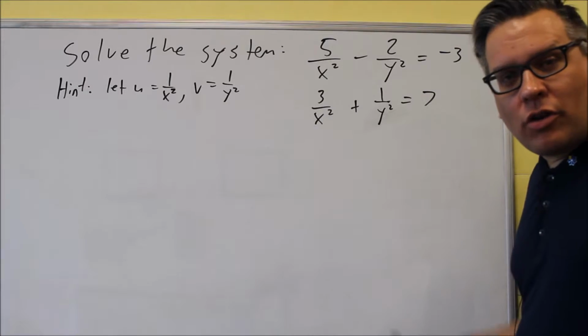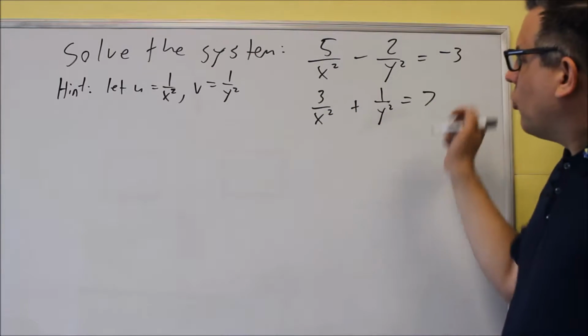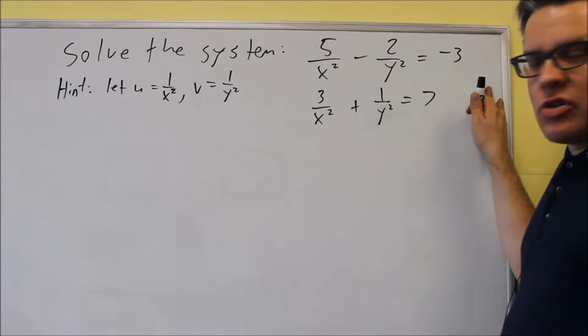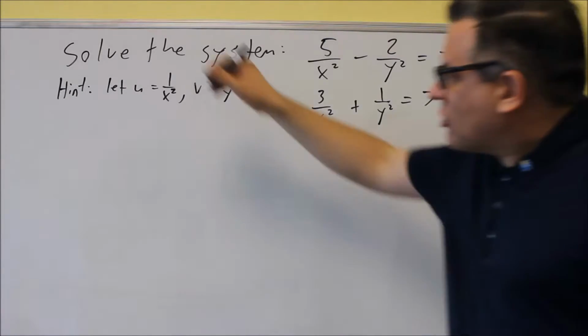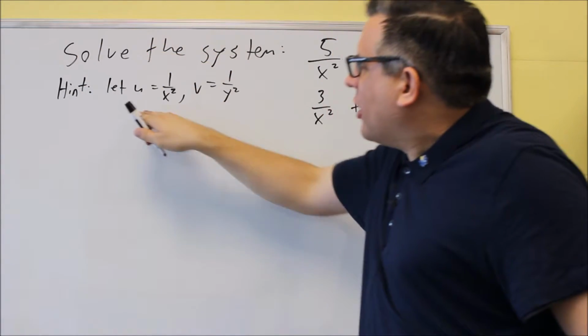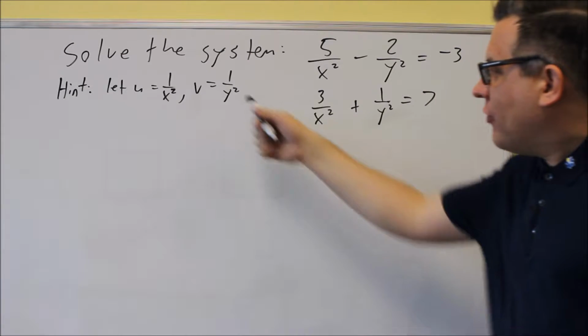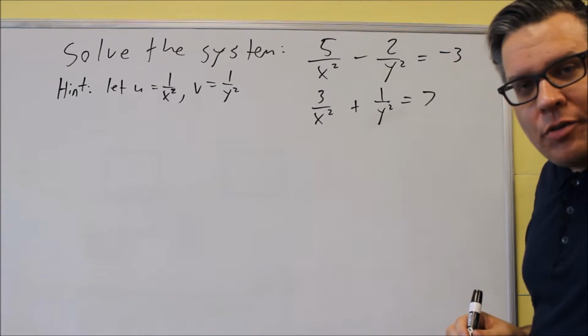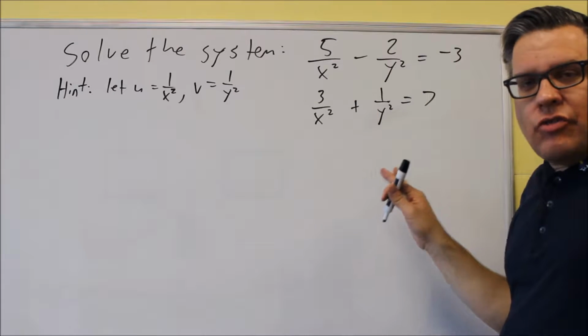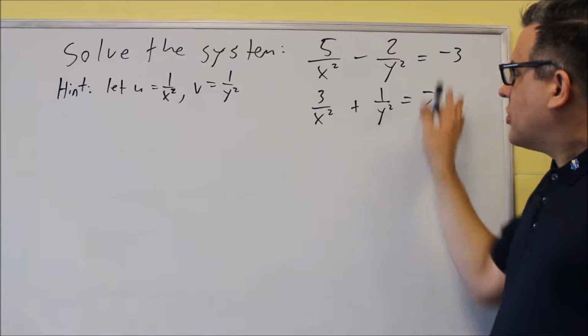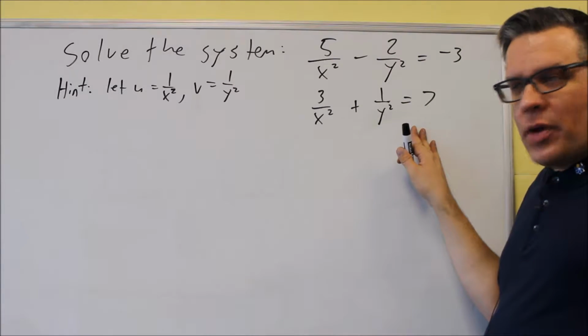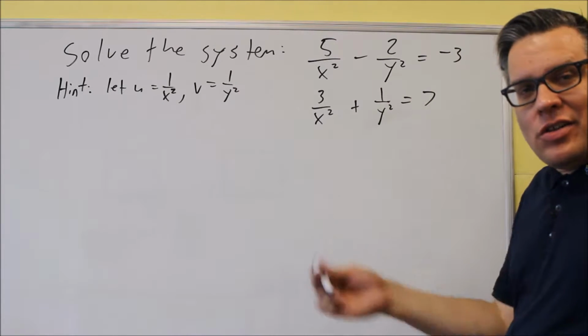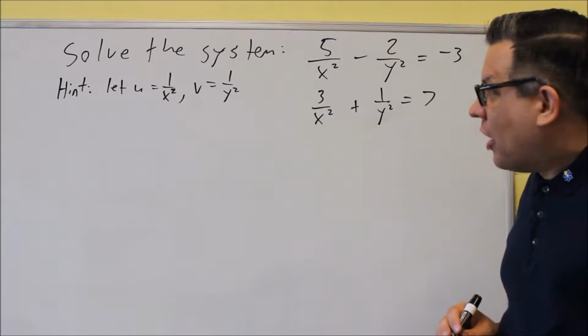Okay, so we're going to do another one of these, and this says solve the system. We've got this as a result here, but they give us a hint on this one. The hint says let u equal 1 over x squared and v equal 1 over y squared. So this is a different type of problem that you might see here. Instead of trying to do it in this format, we're going to follow the hint that they give us in this particular problem.